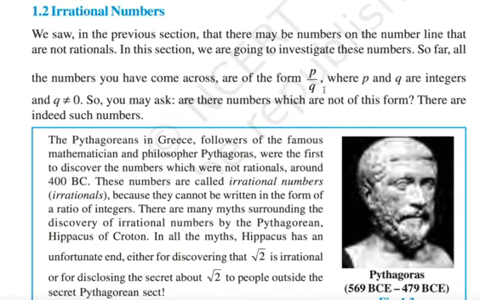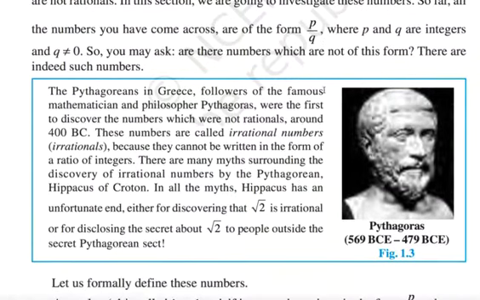Okay, so far all the numbers we have come across are of the form p by q, where p and q are integers, q not equal to 0. So you may ask, are there numbers which are not in this form? There are indeed such numbers.